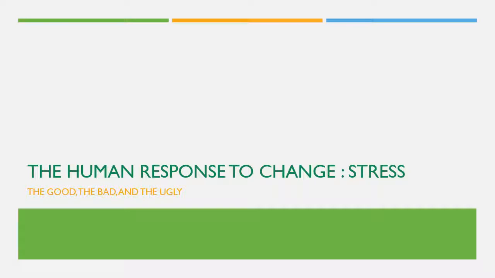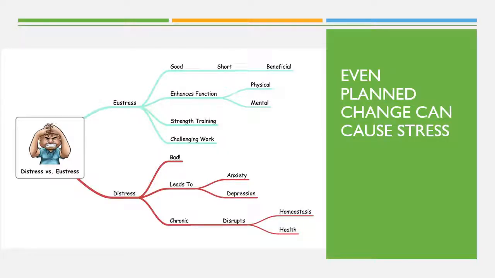So let's talk about the human response to change. Stress. Even planned change causes stress. And there's two types of stress. There's eustress, which is good stress, and eustress makes us very happy. And there's distress, which is bad stress, and distress makes us very sad or angry. Eustress is short and beneficial. It enhances both physical and mental function.